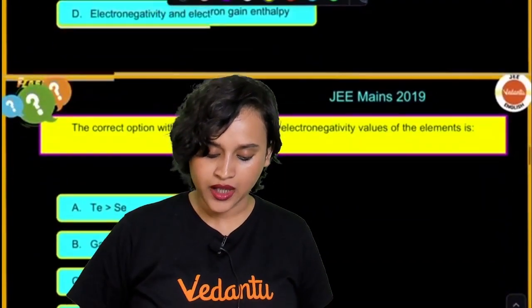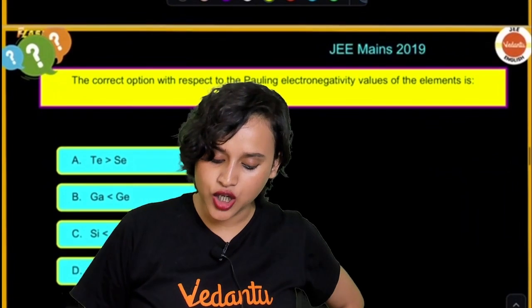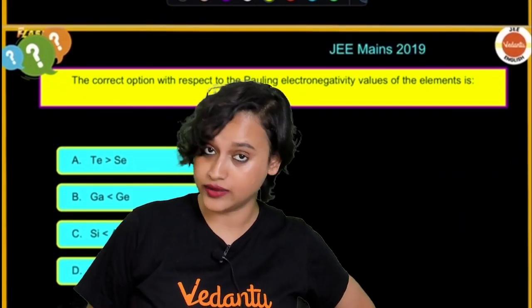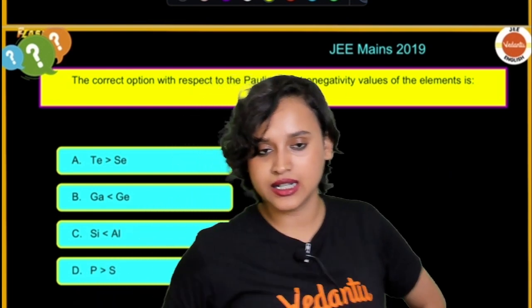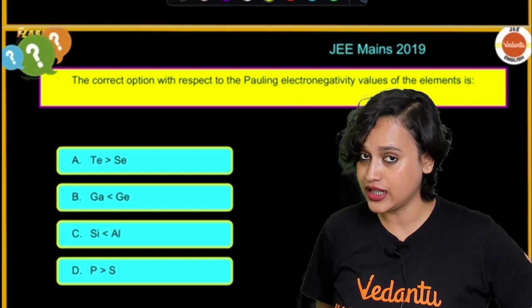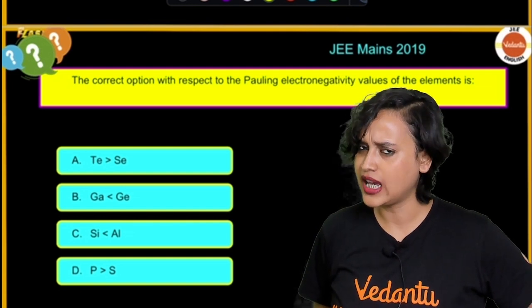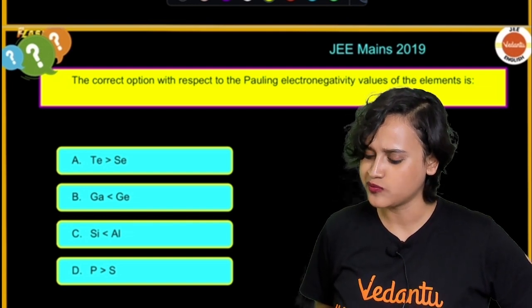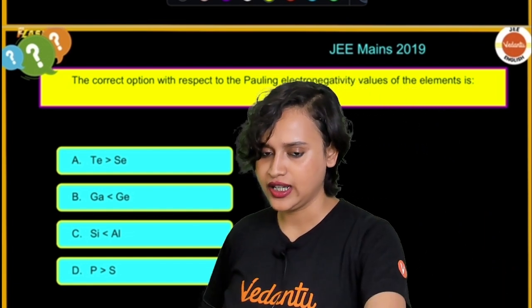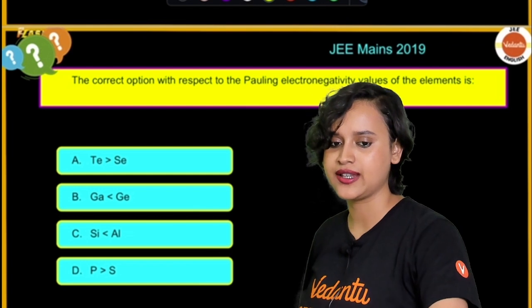Okay. Next question. The correct option with respect to Pauling's electronegativity values of the elements: is it tellurium greater than selenium? Is it gallium lesser than germanium? Gallium should be lesser than germanium, no? Silicon lesser than aluminium? Or is it phosphorus greater than sulfur? What do you think, guys?